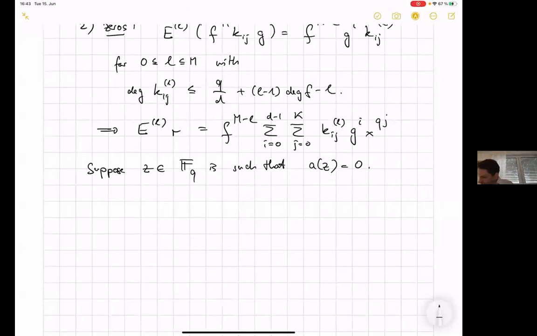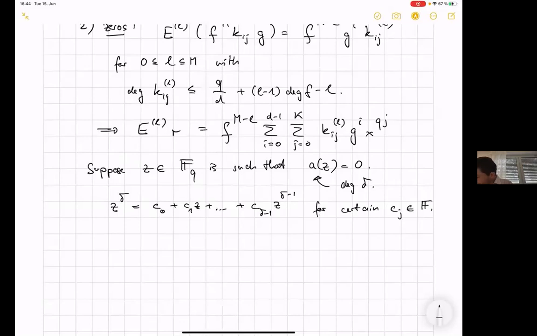Recall that a is of degree delta. So z satisfies an equation of degree delta, which means that z to the delta can be written as a sum of powers of z with lower exponent. So this is c_0 plus c_1 z plus ... plus c_{delta-1} z^{delta-1}. There must be such an expression for certain c_j in F_q.